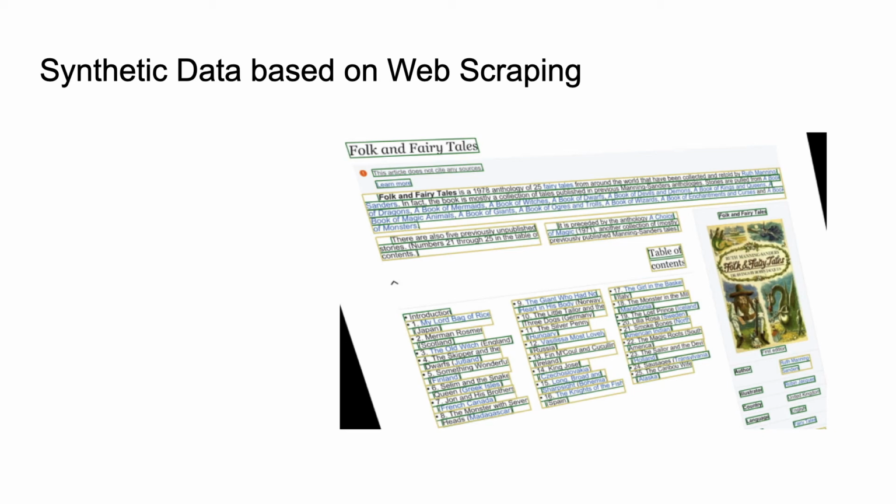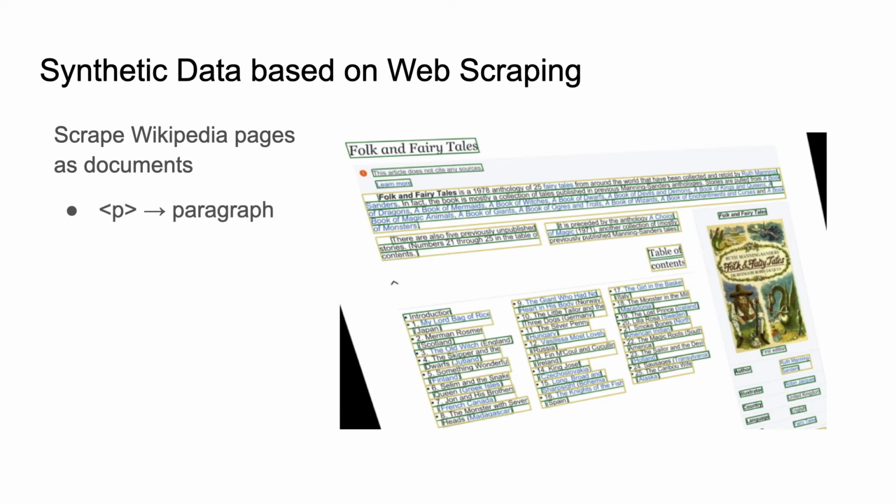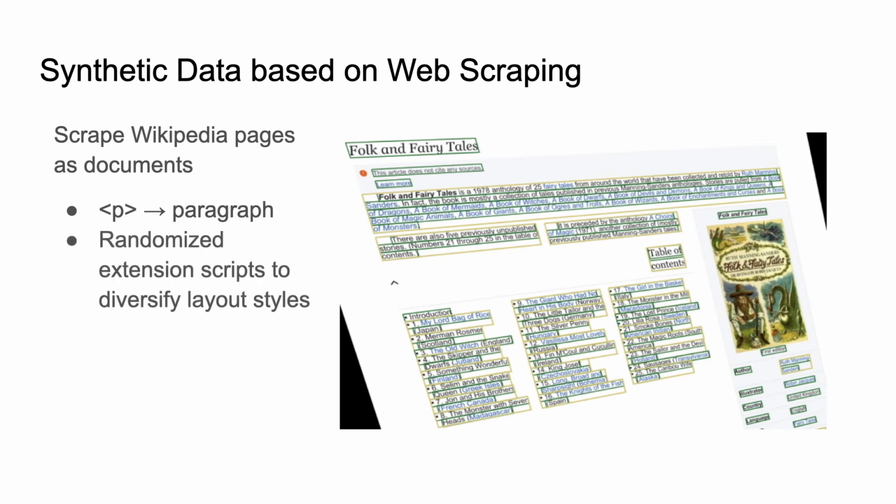To train these models, we need a large variety of layouts, and we get this by scraping Wikipedia pages or documents. In these web pages, the tag P indicates the paragraph that we use as ground truth. And we use randomized extension scripts to diversify the layout styles, like double column and triple column text, and also variable line spacing and text alignment types. And we further augment data by randomized rotations and perspective distortions.